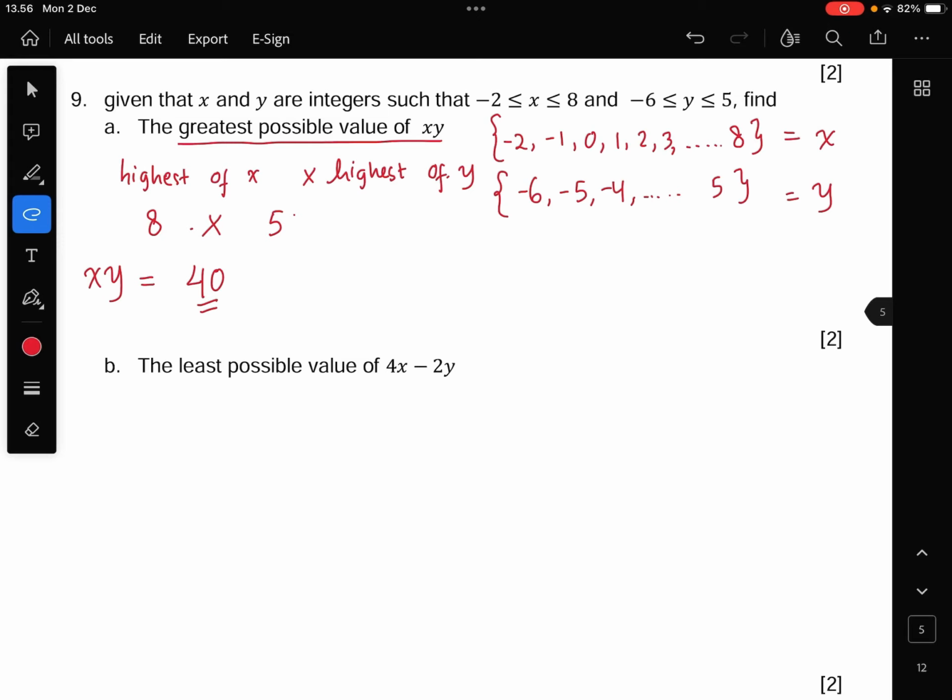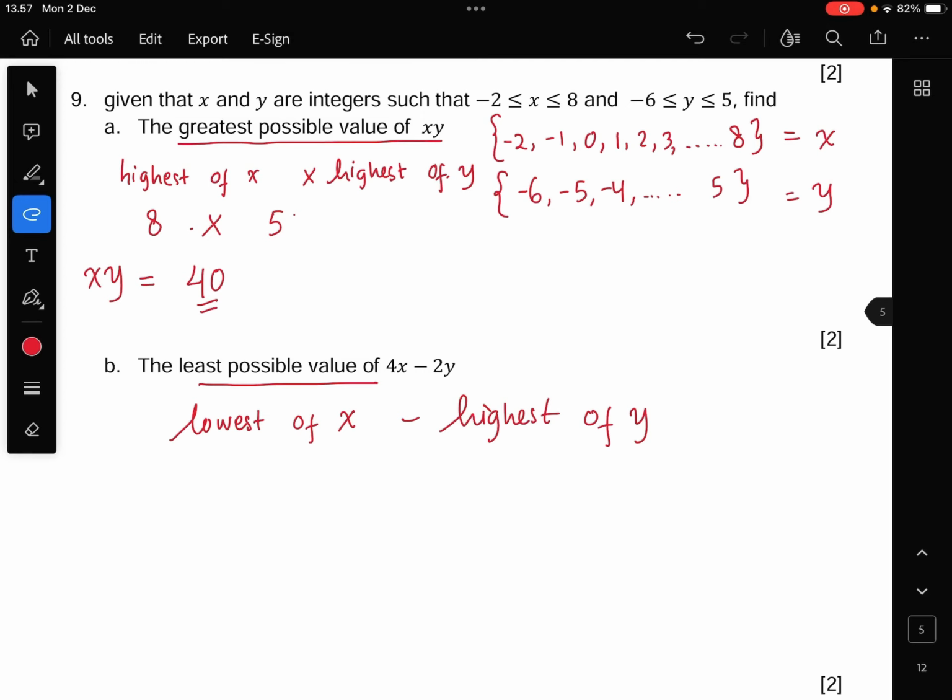Done. Now, if we need to find the least possible value of x minus 2y, you have to take the lowest of x minus the highest of y. It is because you need to find the lowest number after you subtract 2y from x.